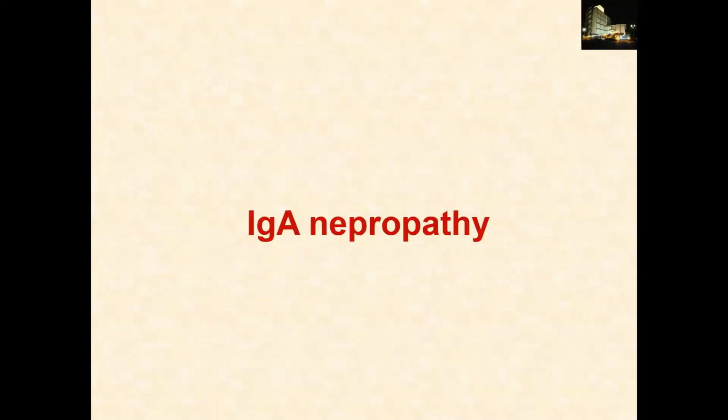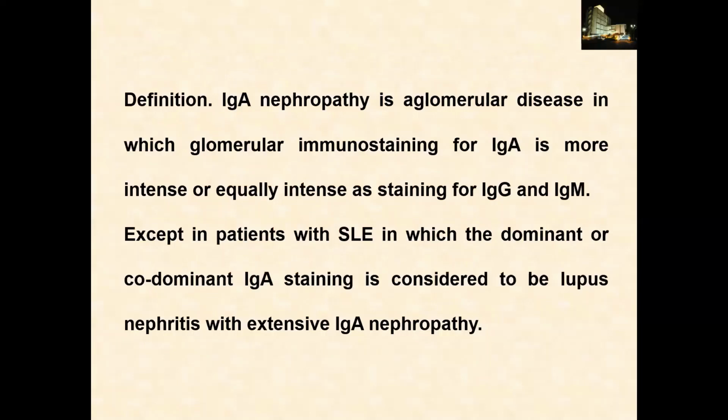The next item in the nephritic group is IgA nephropathy. IgA nephropathy is a glomerular disease diagnosed by immunofluorescence, so we should have glomerular immunostaining for IgA more intense than or equally intense as staining for IgG and IgM, except in patients with SLE, in which dominant or codominant IgA staining is considered to be lupus nephritis with extensive IgA deposits.